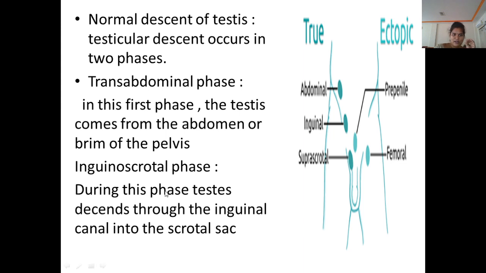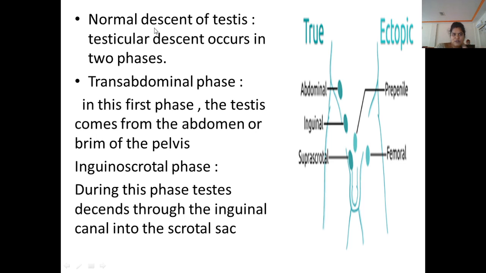After this, in the inguinoscrotal phase, the testis passes through the inguinal canal. Through the inguinal canal, the testis descends to the scrotal sacs. So these are the two phases: the transabdominal phase and the inguinoscrotal phase. From the abdomen, through the brim, the testis comes down.